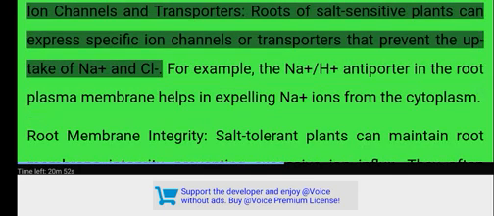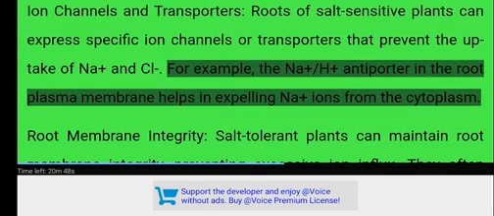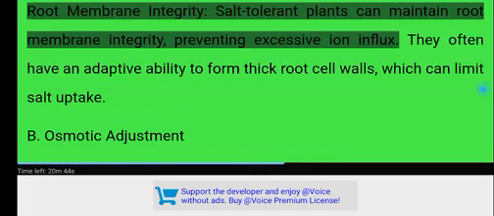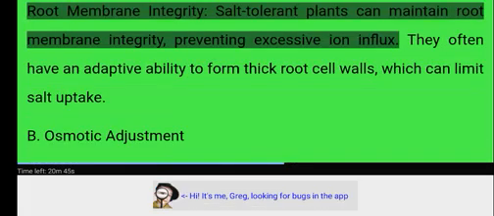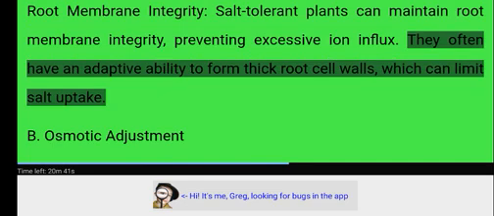Roots of salt-tolerant plants can express specific ion channels or transporters that prevent the uptake of Na+ and Cl-. For example, the Na+/H+ antiporter in the root plasma membrane helps in expelling Na+ ions from the cytoplasm. Root membrane integrity. Salt-tolerant plants can maintain root membrane integrity, preventing excessive ion influx. They often have an adaptive ability to form thick root cell walls, which can limit salt uptake.